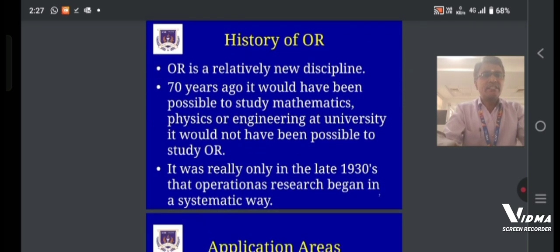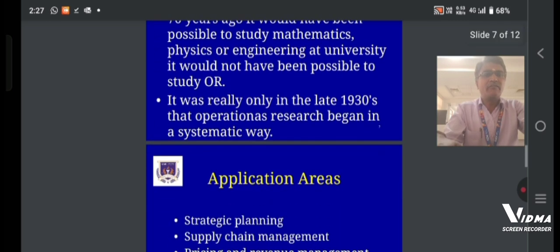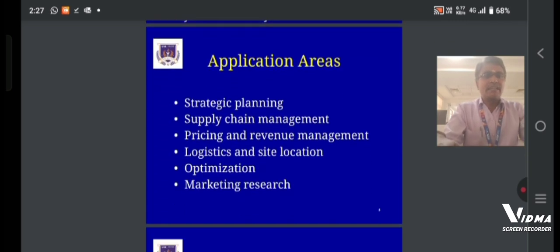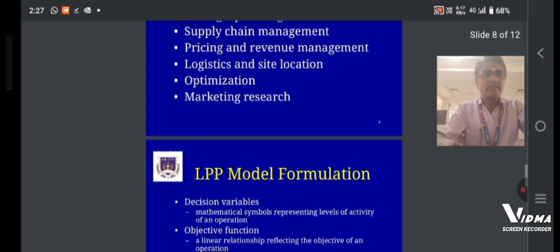History of OR. OR is a relatively new discipline. 70 years ago, it would have been possible to study mathematics, physics, or engineering at university. It would not have been possible to study OR. It was really only in the late 1930s that operations research began in a systematic way. Application areas: strategic planning, supply chain management, pricing and revenue management, logistics and site location optimization, and marketing research.